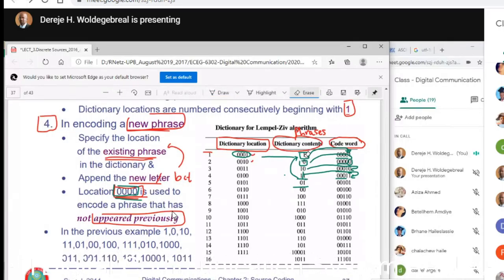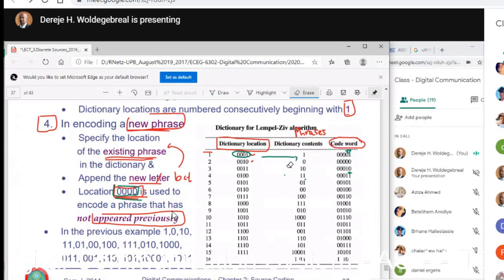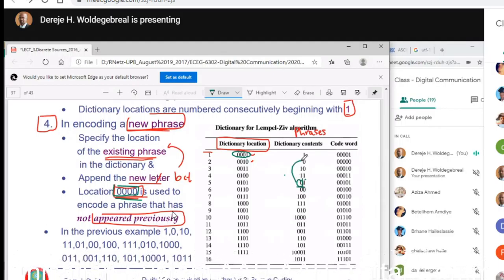01 is a phrase that differs from an existing phrase. Okay, so you have 01. You have phrase 0 that has already existed, and its dictionary location is 0010. So in order to code this, we have 0010, and then you append 1.